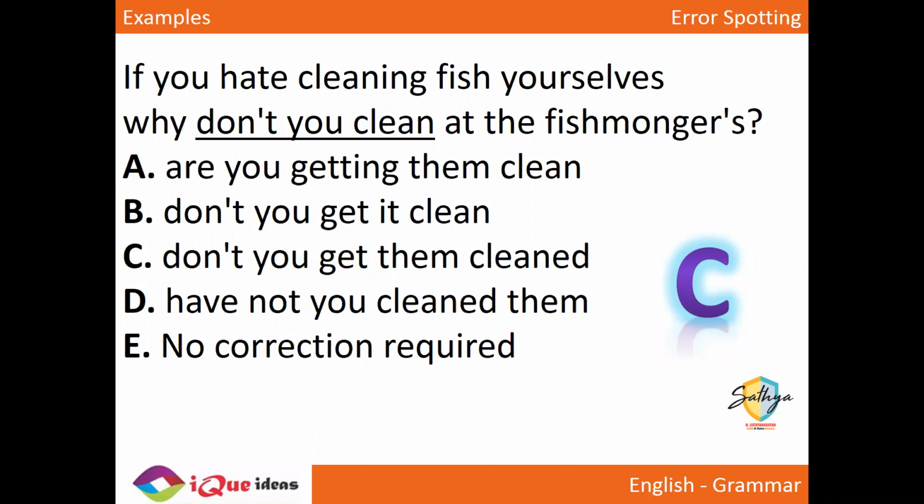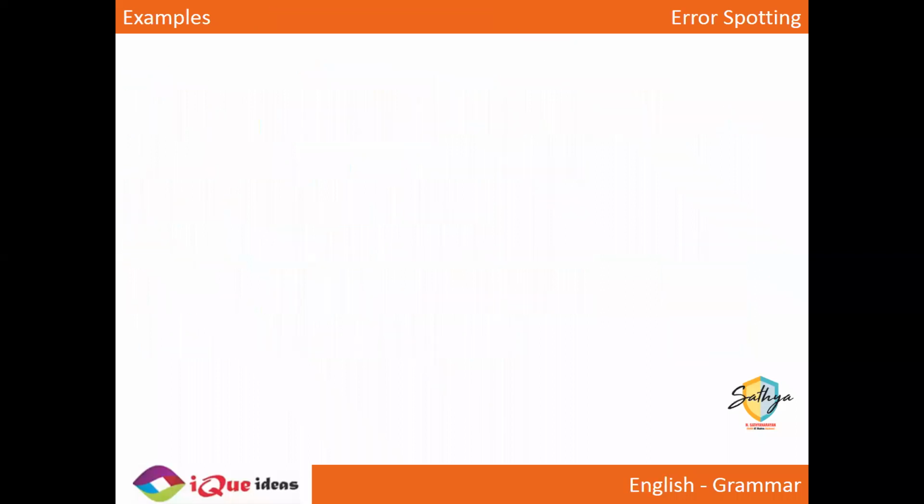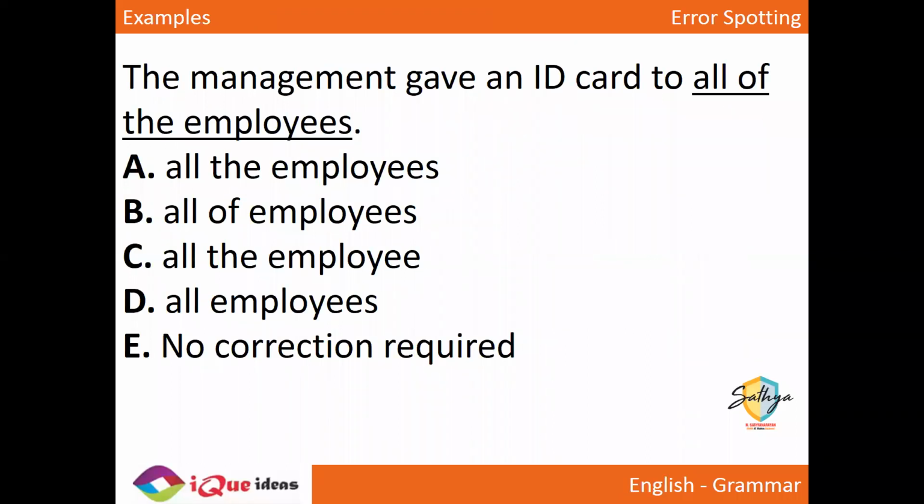And remember guys, the singular and plural for fish is fish. Fish का plural fishes नहीं होता है. Fish का plural भी fish ही होता है. Right? So here the best possible option, definitely C. If you hate cleaning fish yourself, why don't you get them cleaned at the fishmongers? Did everybody understand this one? Yes, बढ़िया है. Next. The management gave an ID card to all of the employees.